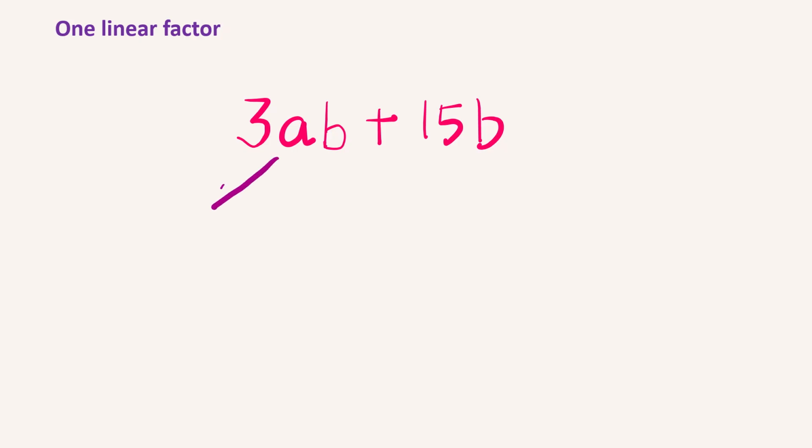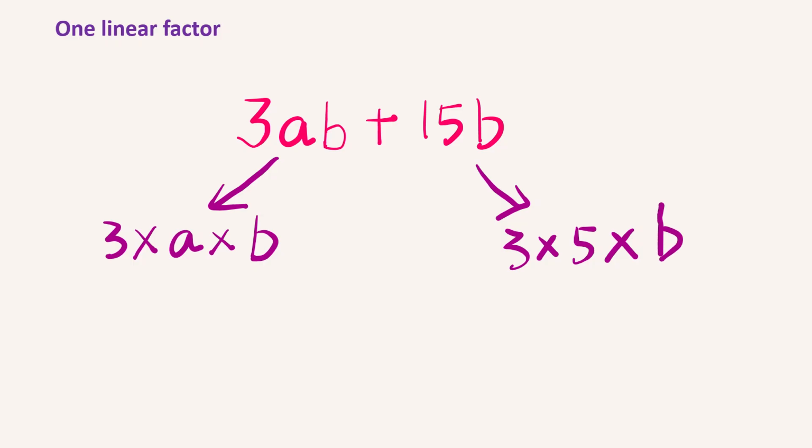Right, let's look at this linear factor. 3ab plus 15b. 3ab is equivalent to 3 times a times b. And 15b is equivalent to 3 times 5 times b. And what do we observe here? Yes, there are two common factors. The number 3 and the letter b.